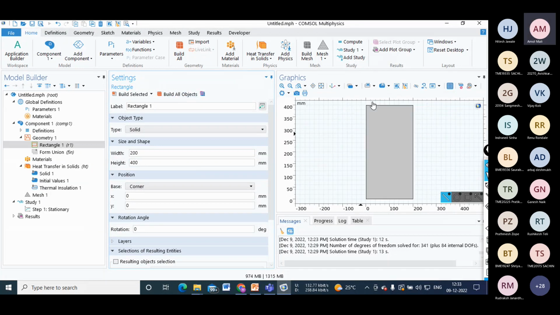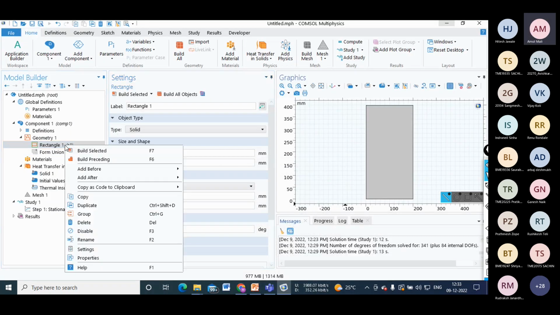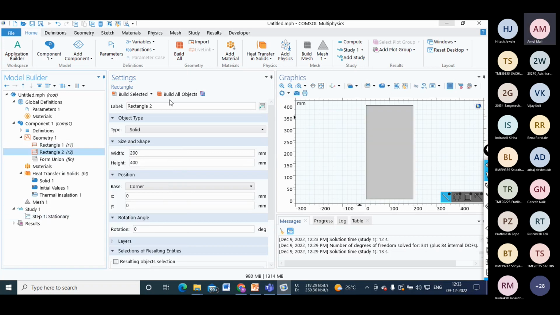So now one rectangle has been generated. The second will be of thickness 100 mm. So I will duplicate it the same way. You can right click on that and do duplication. You can build all objects.